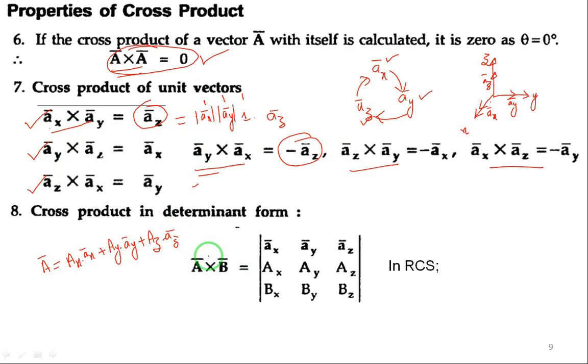Then if I want to take the cross product in the form of a determinant, vector A cross vector B is equal to the determinant of, not matrix, determinant of. In the first row, you write down the unit vectors Ax, Ay, Az. These are the unit vectors in the rectangular coordinate system. In the second row, you write down the components of vector A: Ax, Ay, Az. In the third row, you write down the components of vector B: Bx, By, Bz. And you know how to calculate the determinant, right? Once the determinant is ready.